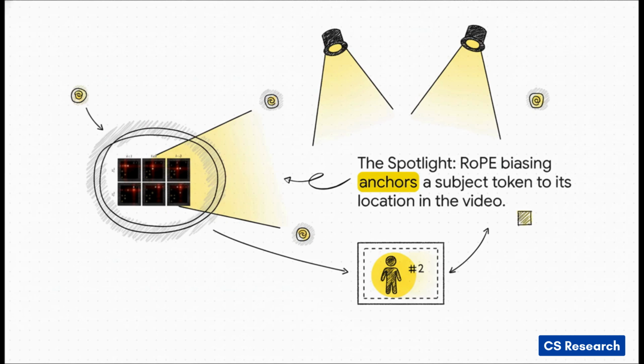The tech behind it is called rotary position embeddings, or ROPE for short. And what it does is it basically creates a spatial bias. It shines a spotlight on each character's location in the video frame, anchoring its abstract state token to its visual self. It tells the model, hey, the character with ID number 2, it's right here in the image. This is where you need to apply the update.